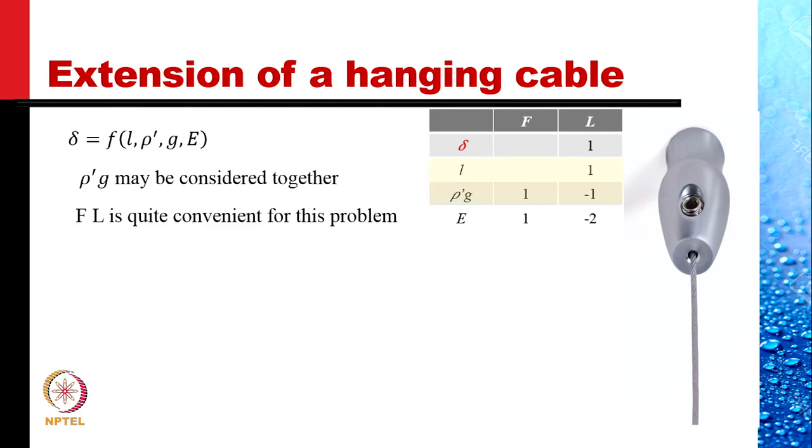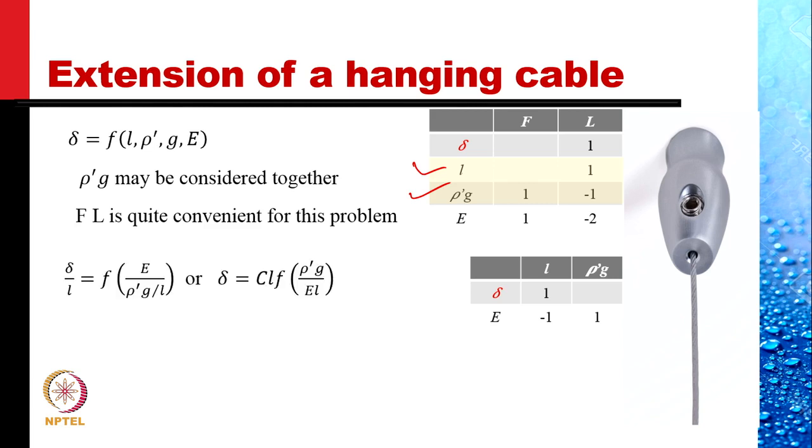So we choose L and rho prime g as the basic set, and in terms of this basic set, we obtain the dimension of delta as L raised to power 1 and of E as L raised to power minus 1 and rho prime g raised to power 1. And this gives us delta by L is equal to a function of E divided by rho prime g L, or delta can be written as L times a function of rho prime g divided by E L.